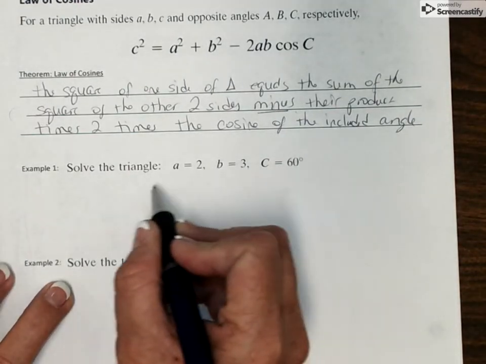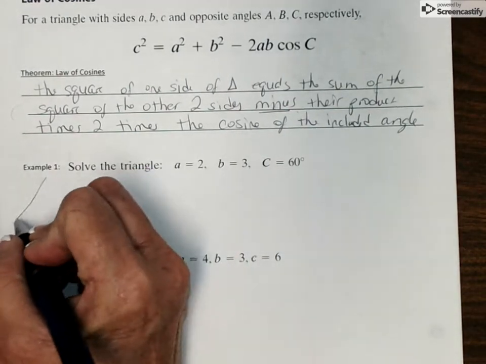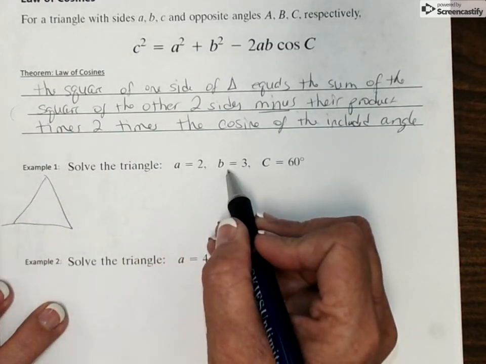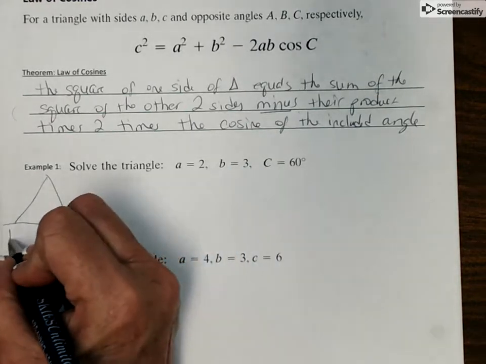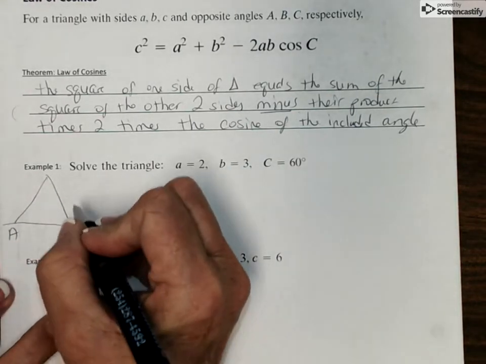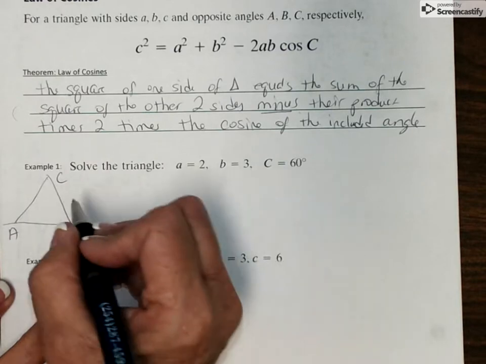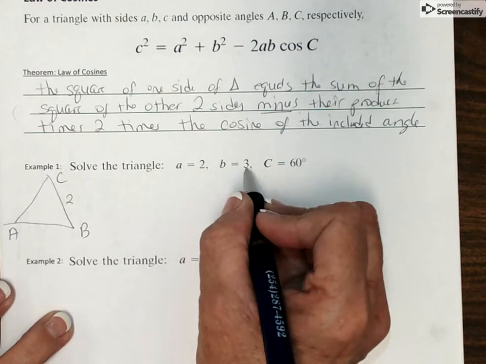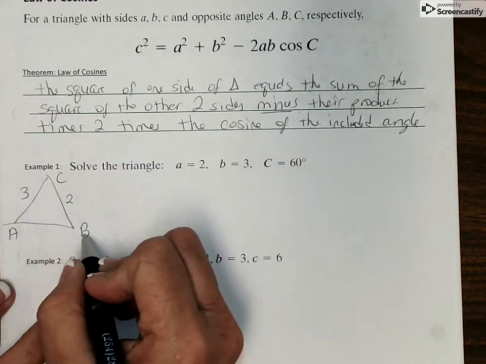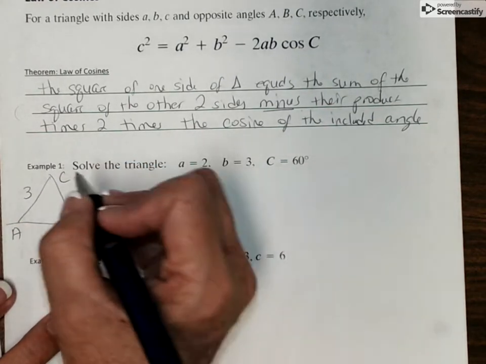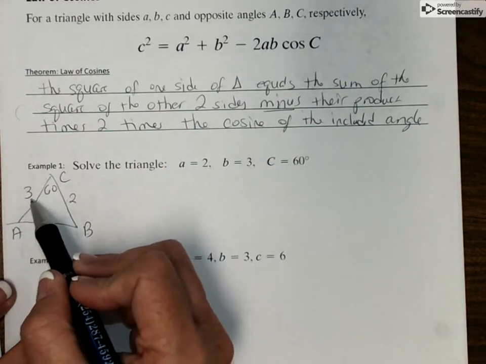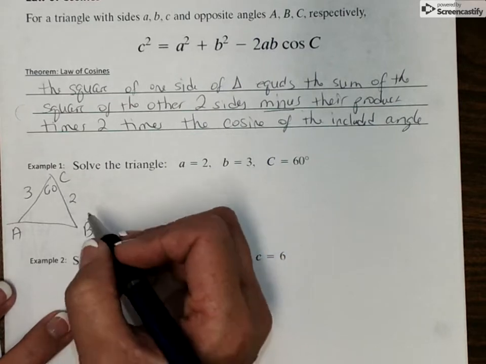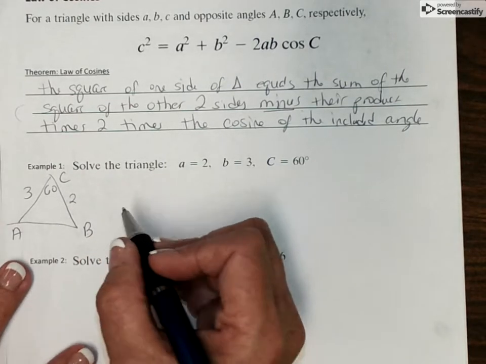So let's go ahead and draw a picture. First thing we always want to do is draw a picture. And notice we're given sides and an angle, so let's see where they fall. We've got A, B, and C. Angle A I don't know, but side A I know is 2. Angle B I don't know, but I know side B is 3, so that's across from angle B. And I know angle C is 60 degrees. So again, I've got side, angle, side, so I have to use the law of cosines at this point.